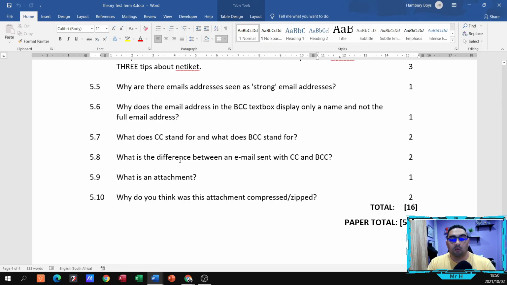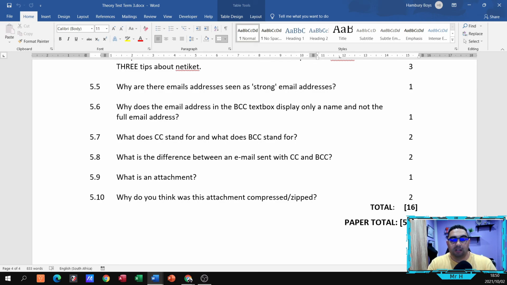Then lastly, what is the difference between an email sent with Cc and Bcc? We've already dealt with that. What is an attachment? This is a file that has been added to the email. So it's like taking something and stapling it onto your assignment. You are adding that so that not only does the person get the message, but they are getting this added file as well.